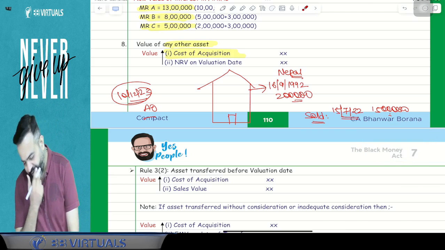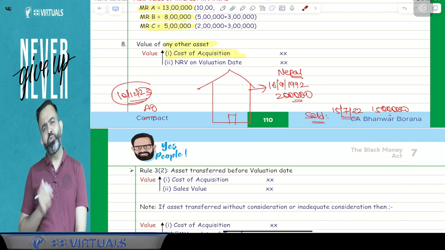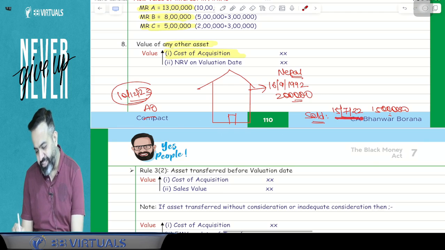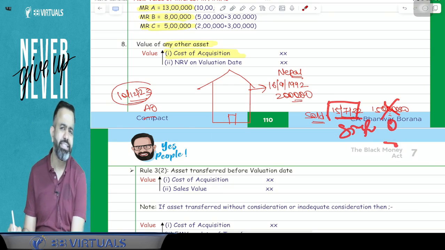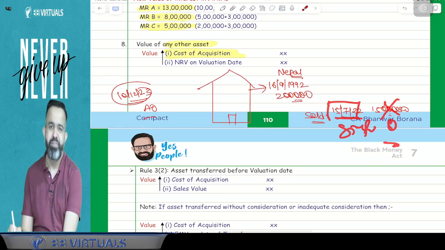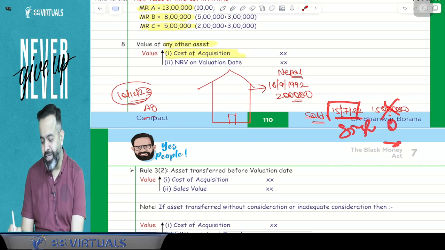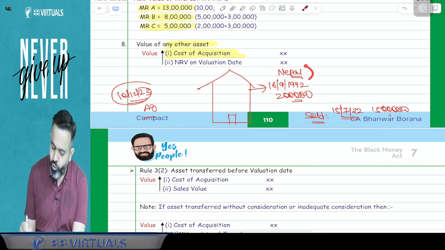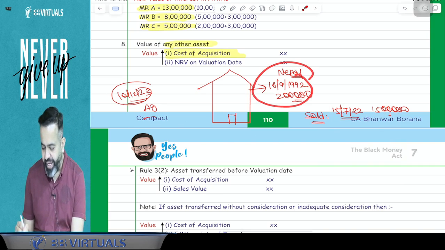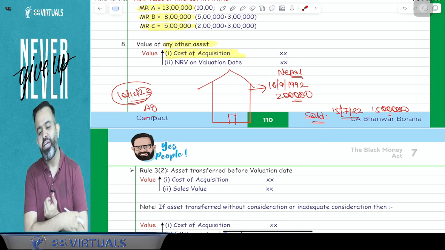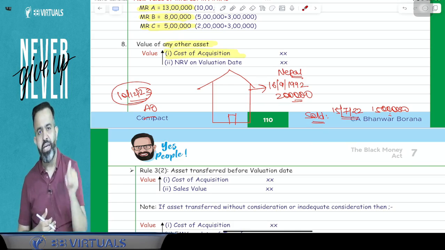Now one more doubt. Suppose, sir, we have not sold, we have gifted to someone. Suppose I have gifted this property on this date, so it is a 0 price. Then how to determine the value? Or suppose I have sold for inadequate consideration, then the lawmaker says that whatever your cost or FMV as on date of transfer, whichever is higher.